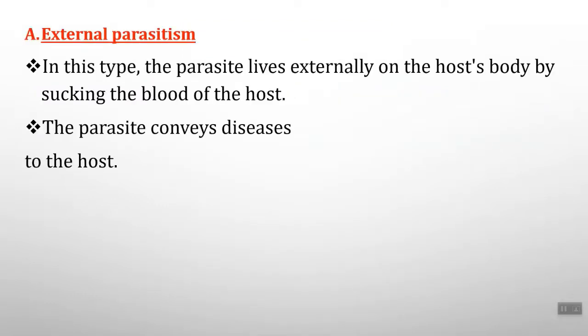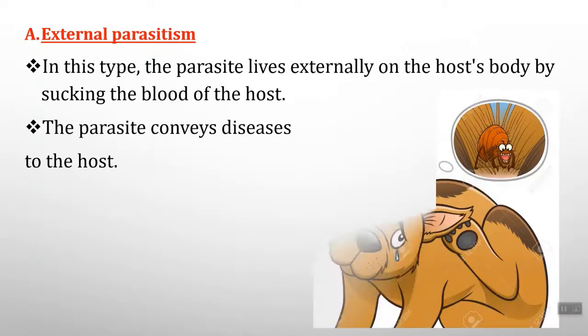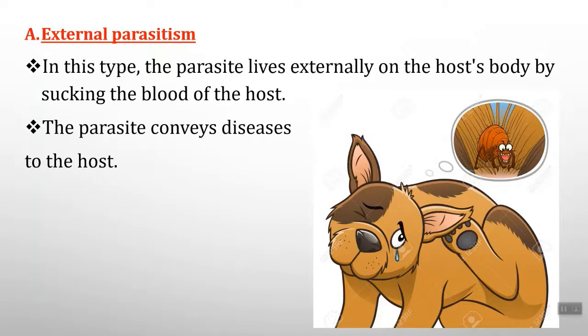The external parasitism is the type of parasites that live externally on the host body by sucking blood of the host. They live on the host body and they suck blood from the host. The parasite causes diseases to the host. Again, we have two types: external parasitism and internal parasitism. External means they live on the host's body by sucking the blood of the host, and they cause many diseases to the host.